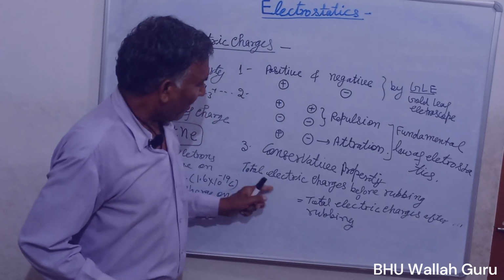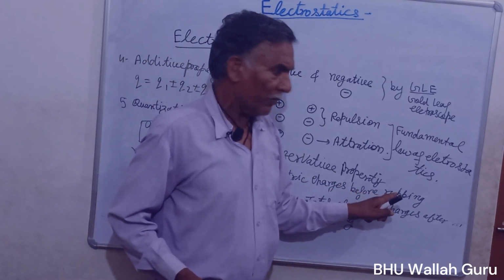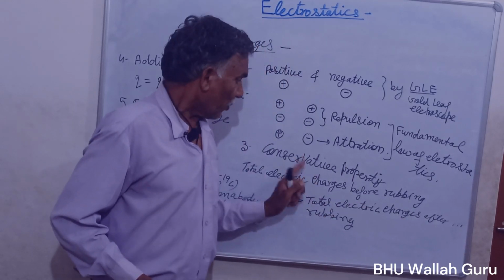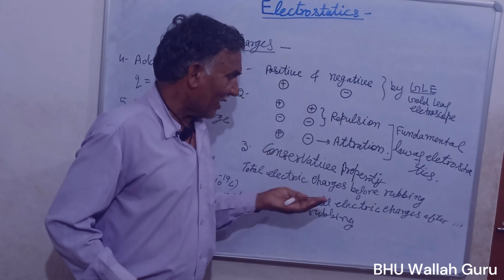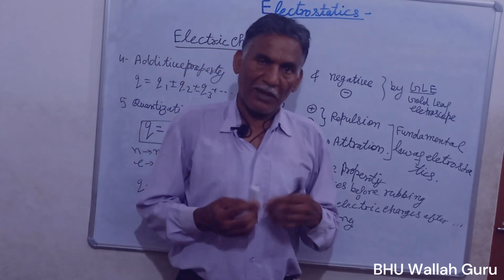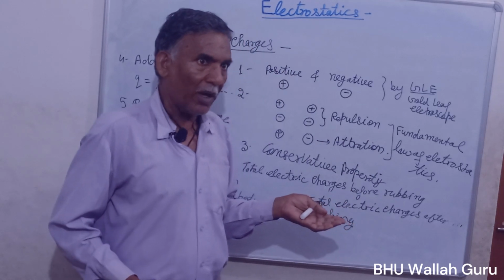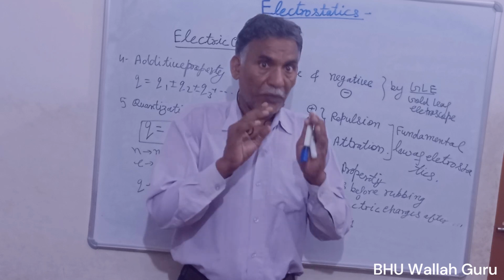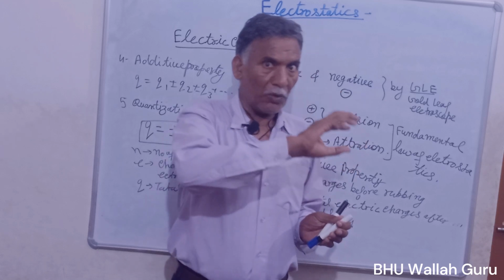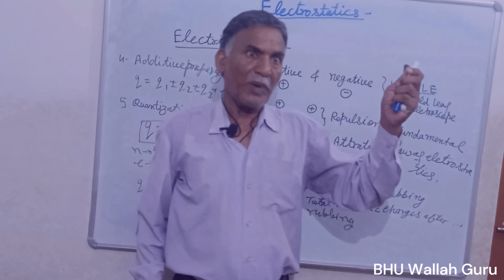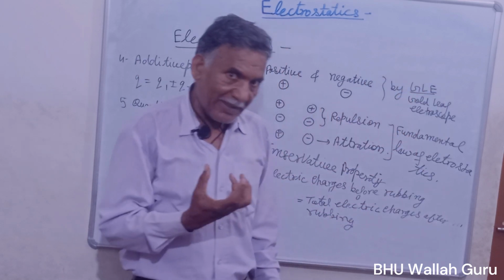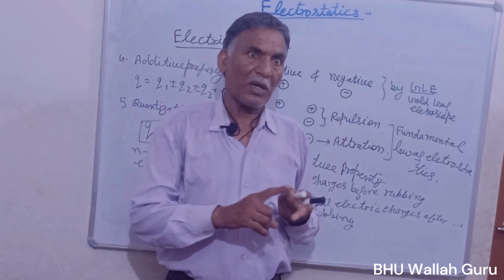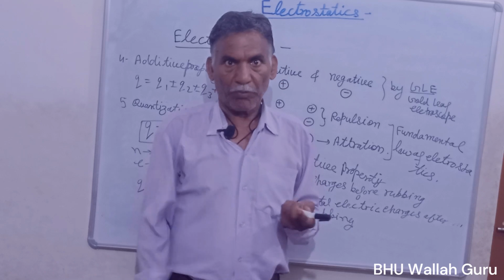As the total electric charge before rubbing is equal to the total electric charge after rubbing, it can also be stated that electric charges are neither created nor destroyed but transferred from one body to another. You are familiar that if any body loses charge, it acquires a positive charge. If any body gains charge, it acquires a negative charge. So it is the transfer of electrons from one body to another.